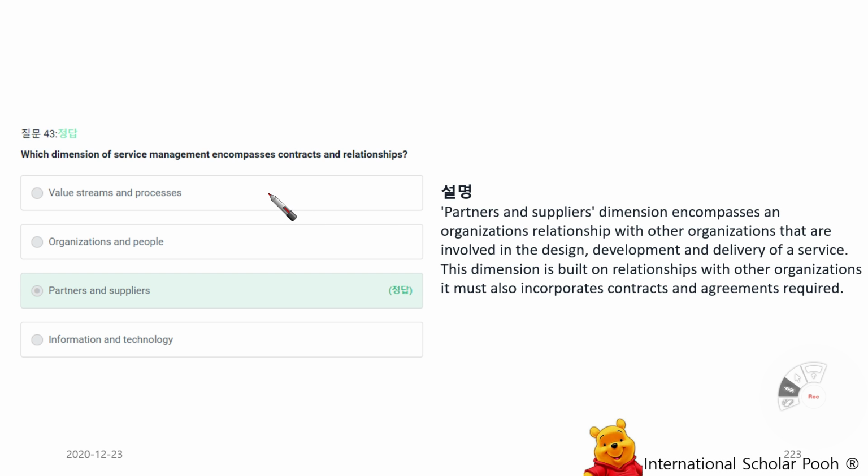Which dimension of service management encompasses contracts and relationships? Partners and suppliers. The partners and suppliers dimension encompasses an organization's relationship with other organizations that are involved in the design, development, and delivery of a service. This dimension is built on relationships with other organizations. It must also incorporate contracts and agreements required.